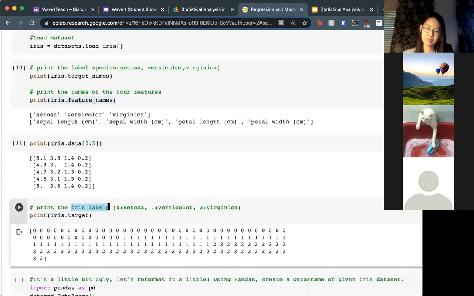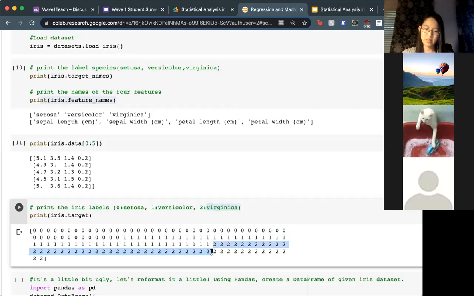The way that it's currently encoded for your machine purposes is that you're assigning each flower type to a key here. So the Setosa flower type is marked as a 0. All these zeros are Setosa flowers. Ones are versicolor, so these are all versicolor flowers. And all the 2s are Virginica flowers.